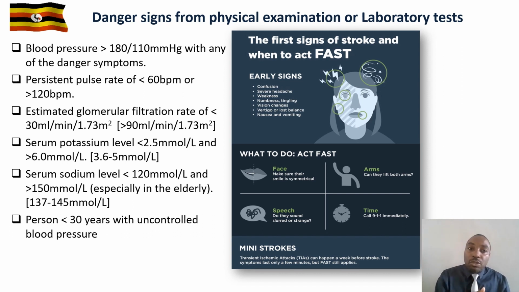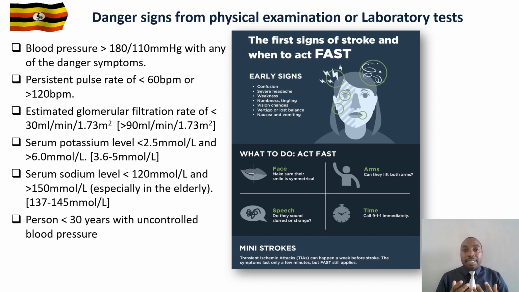Sodium can also become too low or too high. The normal sodium is 137 to 145 millimoles per liter. So if the filtration is happening a lot and you're losing a lot of sodium, your blood sodium levels will go down to less than 120. And if your filter is again damaged and you're filtering less, you're retaining a lot of sodium. When we measure your serum sodium levels, they are high, above 150, danger sign. We call that hypernatremia, high sodium. If it's low, hyponatremia. Then if someone less than 30 has uncontrolled blood pressure, again, it's a danger sign.